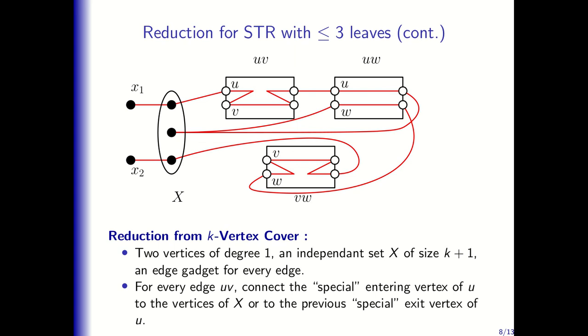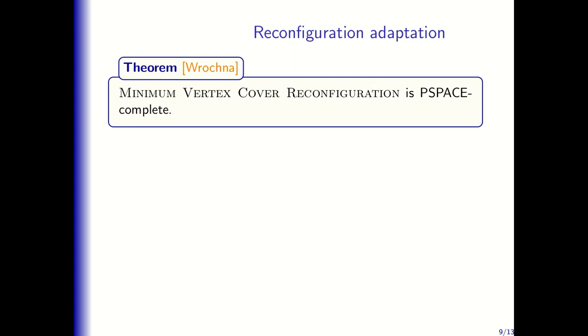Every Hamiltonian path must have this shape. Okay, you really have no choice, and so basically you just have to look at which vertices you select, so which vertices you take, the entering and exit edges incident to the entering and exit vertices. Okay, so this is the idea of the proof, and now how do we adapt it for reconfiguration?